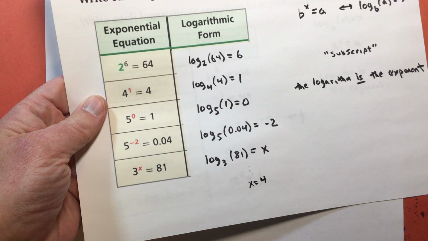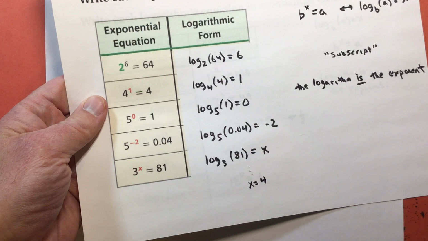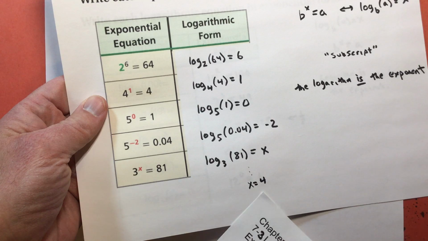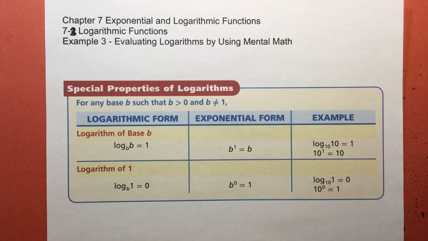We say, all right, well, I know the powers of 3. 3 to the 4th power equals 81, so that means that x stood for 4. All right, so that's where we're going to be headed with these. And in this example, we call it evaluating logarithms by using mental math.